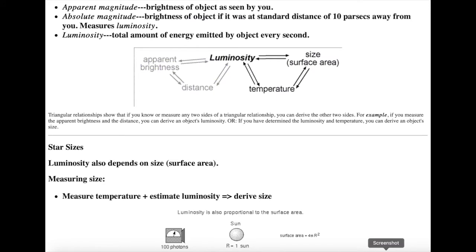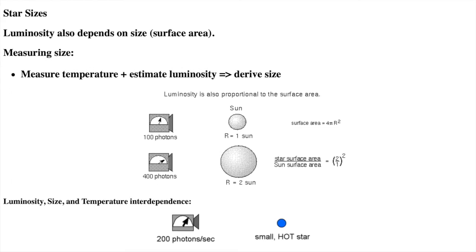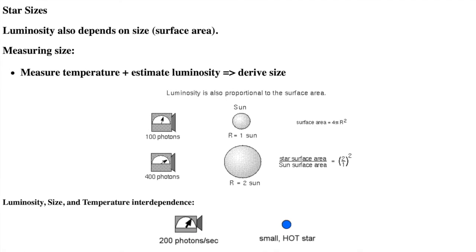Slide. The luminosity depends on the temperature and the size, or the surface area. So to measure the size of a star, if you measure the temperature and the luminosity of the star, you can derive the size. This is the quickest way to get an approximate diameter for the star.